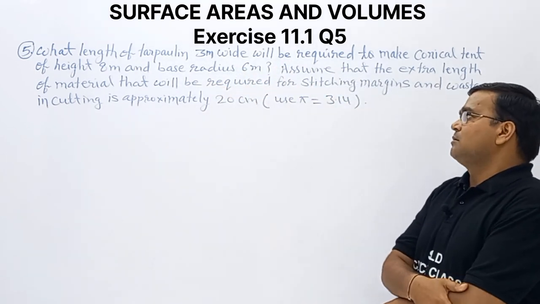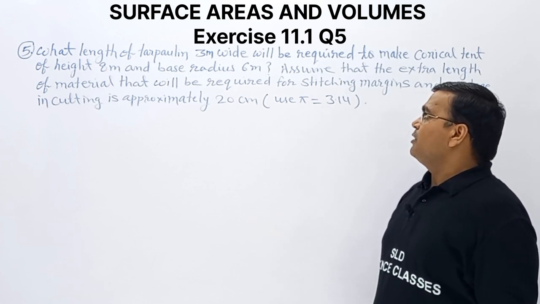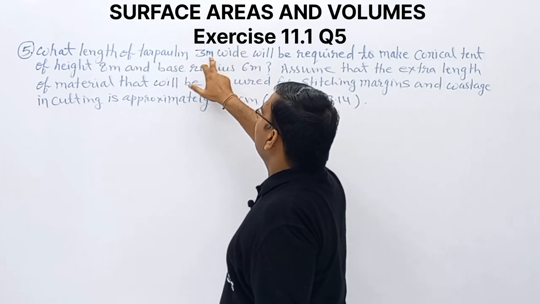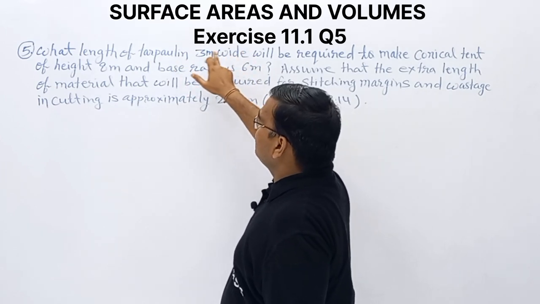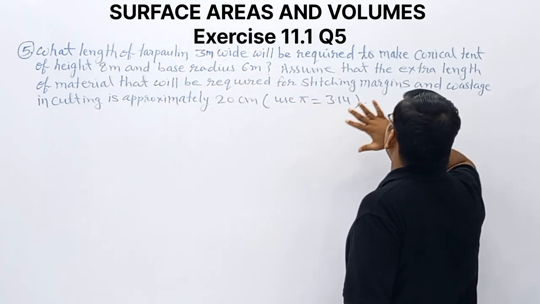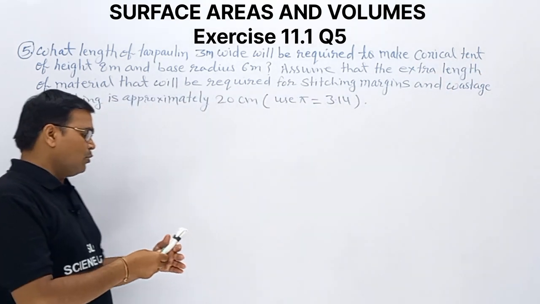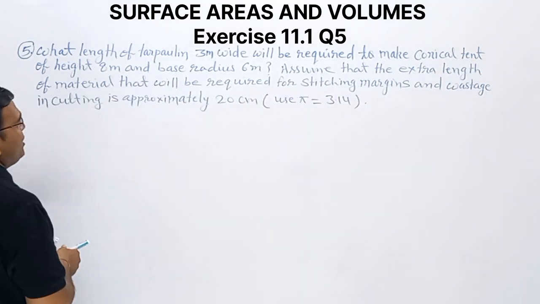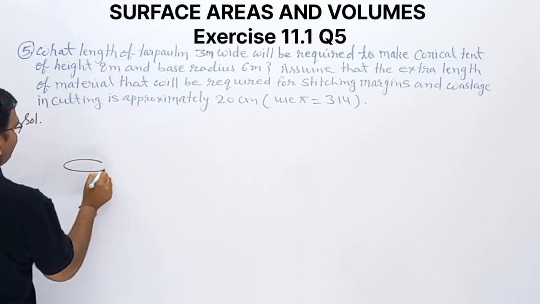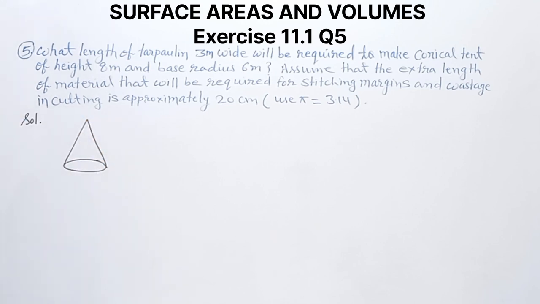We require the length of tarpaulin, and its width is 3 meter. The length we require, width we are having 3 meter, to make the conical tent. So I am drawing one cone, or we can say conical tent. So what about its solution? I am drawing one conical tent.